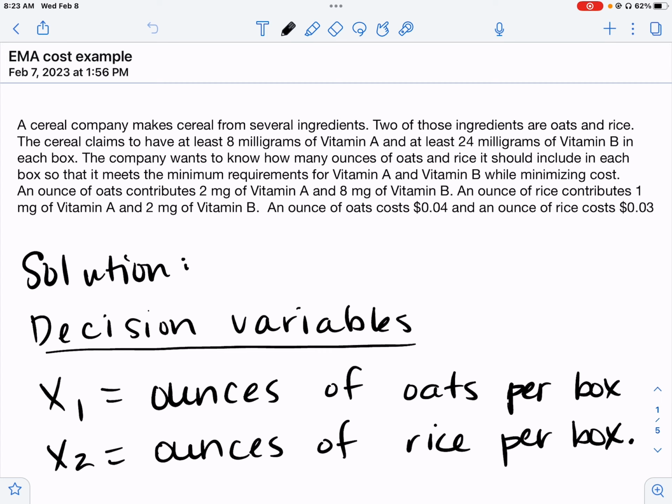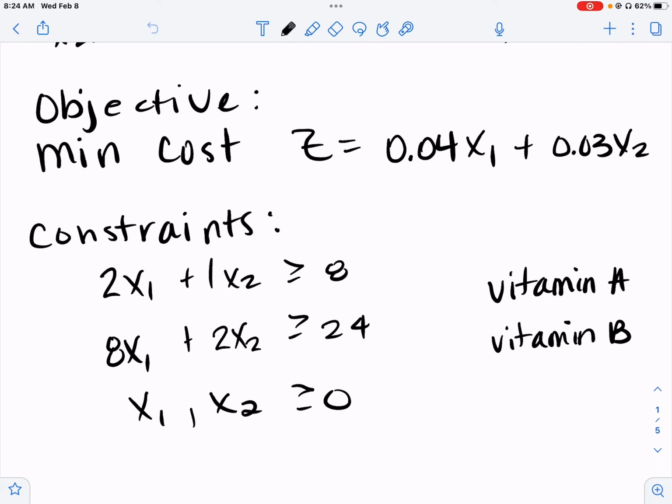Now let's look at where it says vitamin B. An ounce of oats contributes 8 milligrams of vitamin B. An ounce of rice contributes 2 milligrams of vitamin B. So that's why we have 8x1 plus 2x2. We're getting vitamin B from oats and from rice. It said at least 24 milligrams, so that's why we have greater than or equal to. And we always have x1 and x2 have to be positive.